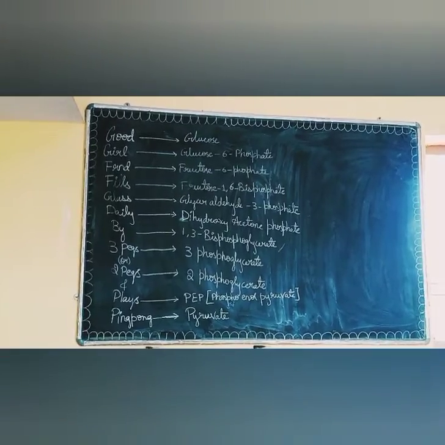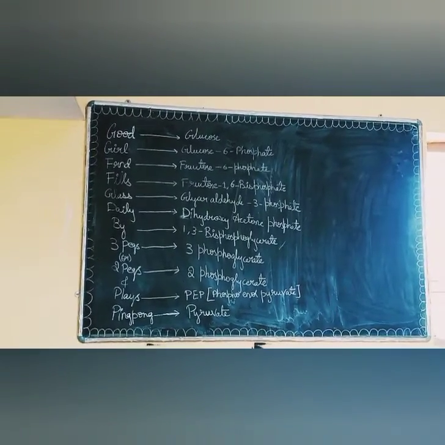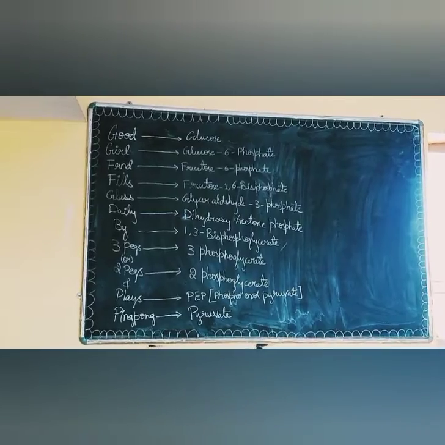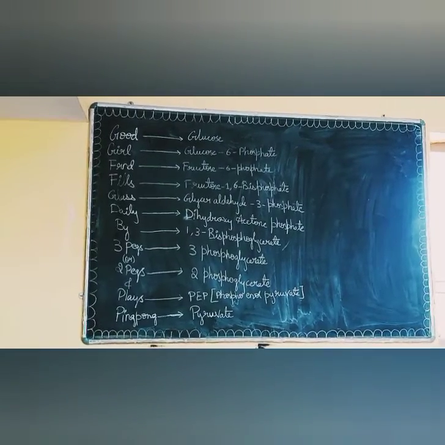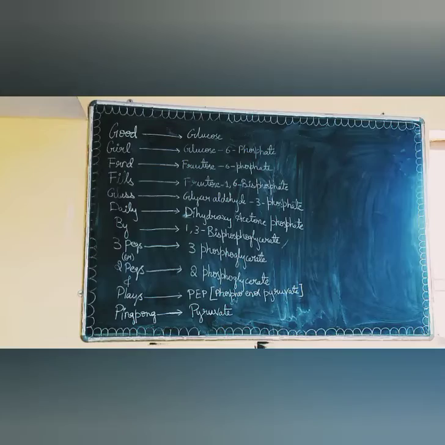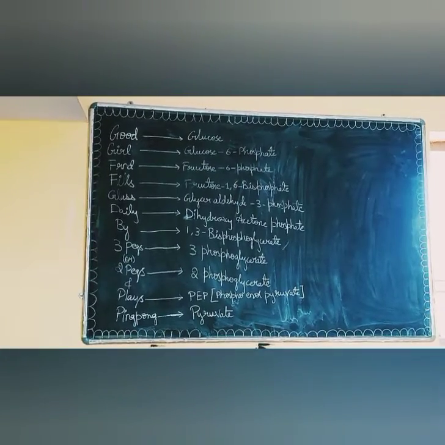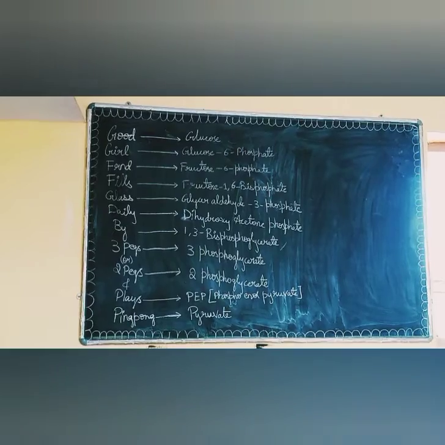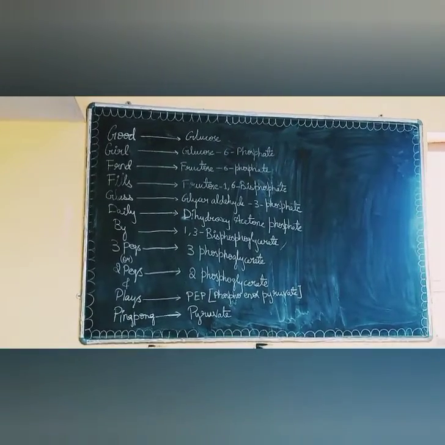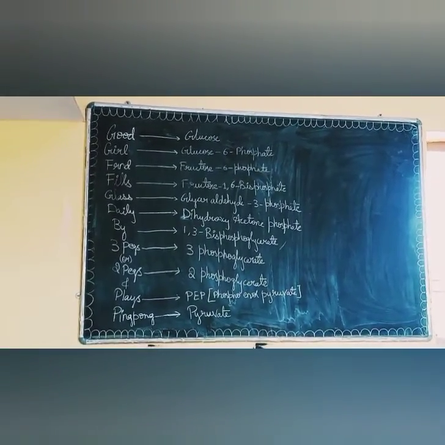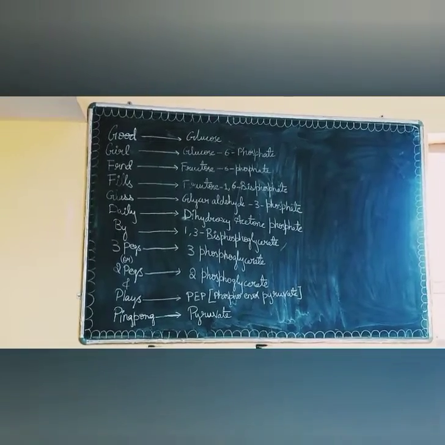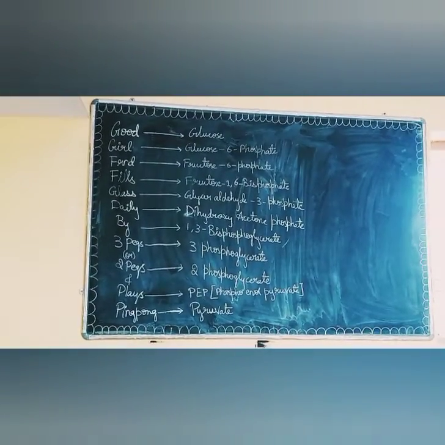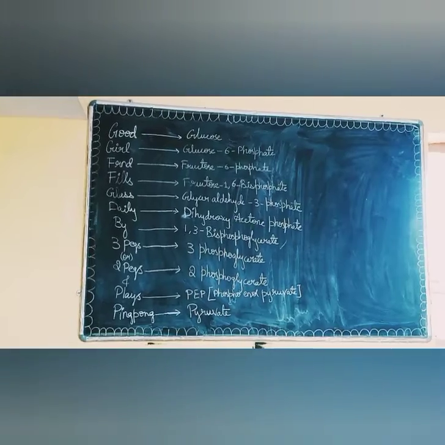Glycolysis occurs in all the cells of all organisms, but it is meant for respiration only in anaerobic organisms. It occurs in the cytoplasm of all living cells. That is special. What is the site? The cytoplasm.